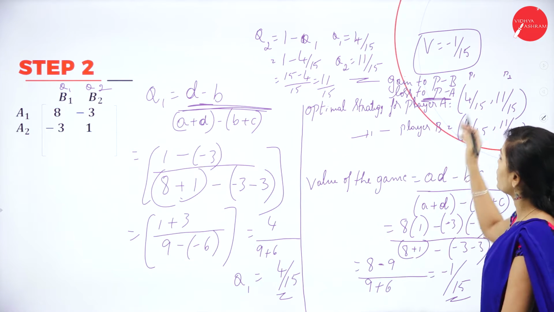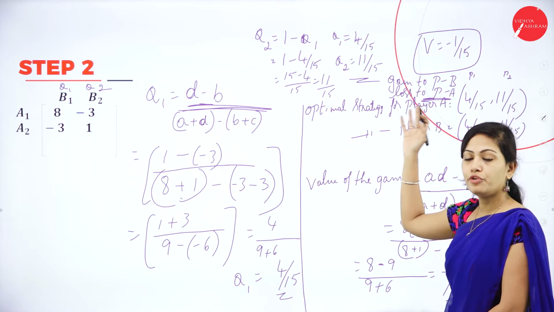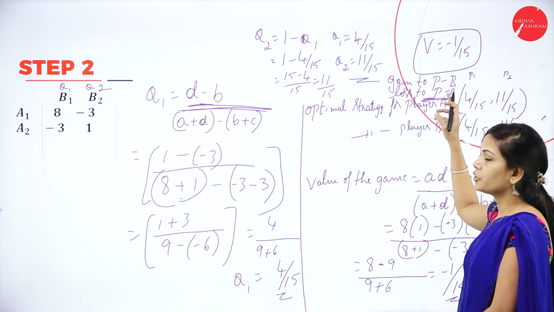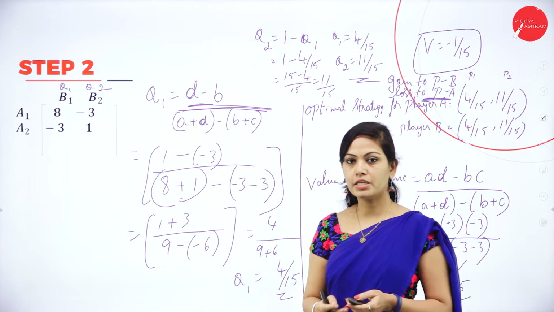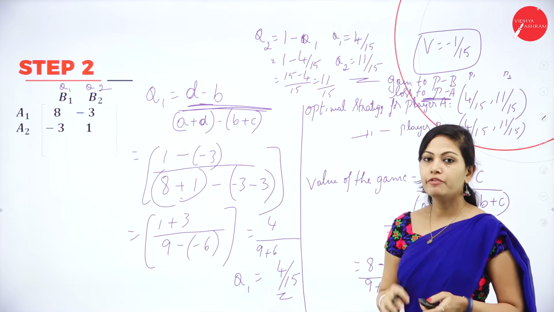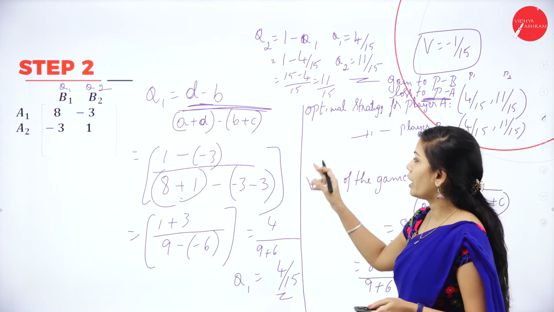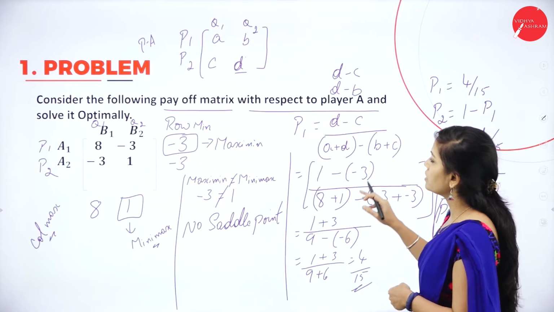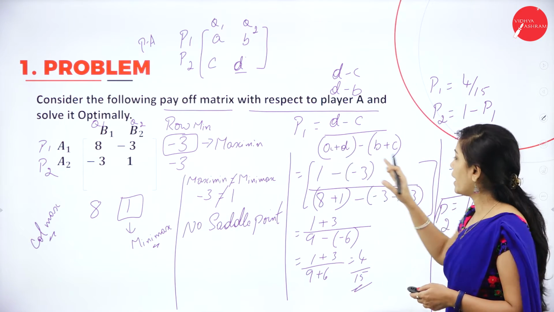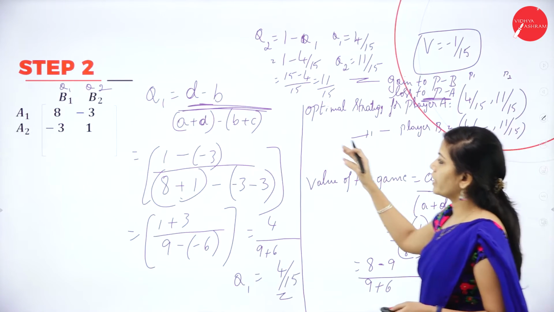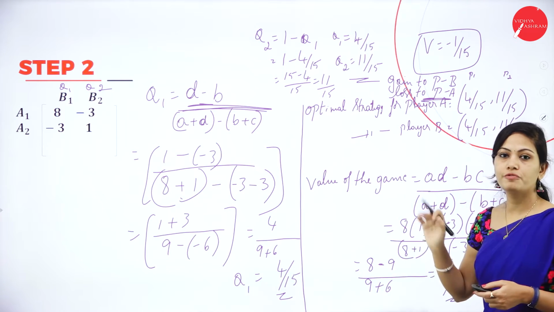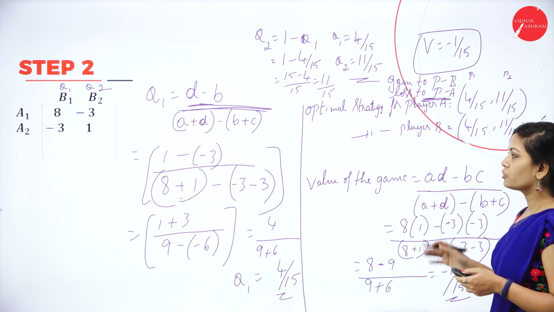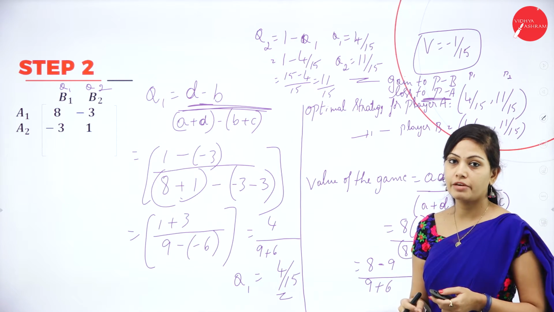Finally you have to write the statement: if you get a positive value, gain to player A, and if you get a negative value, gain to player B. That's it. So this is your mixed strategy. If you do not get the saddle point, you have to use these formulas, for P1 and P2. Next you have to find Q1 and Q2. Finally you find the value of the game. It is a very simple concept. This type of question you can expect for 7 marks.